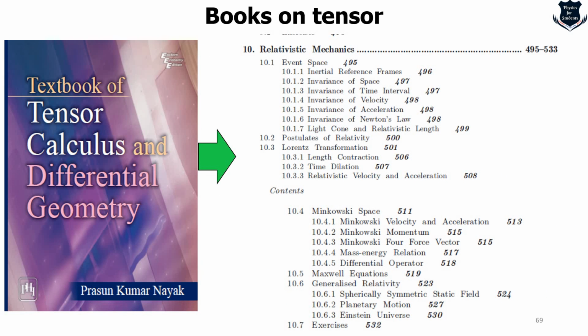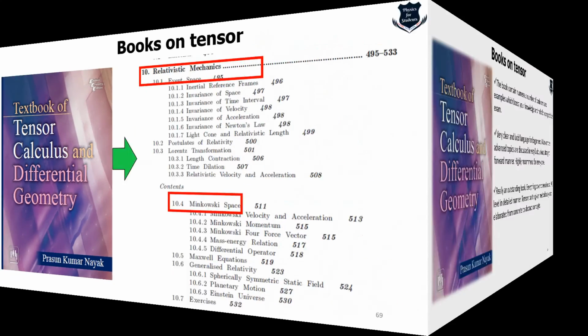So here you can see again relativistic mechanics, which is invariance of space, invariance of time. Again, it is covering Minkowski space, that is a part of the special theory of relativity, generalized relativity, planetary motions, Einstein universe. So all these things are covered. So lot of physics, lot of relativity, lot of differential geometry, and obviously tensor calculus.